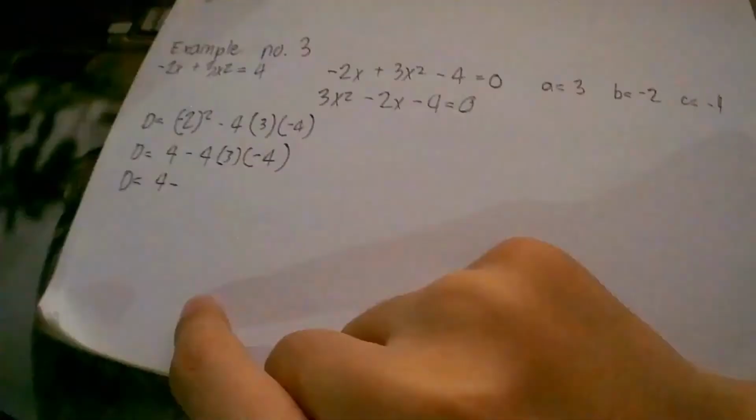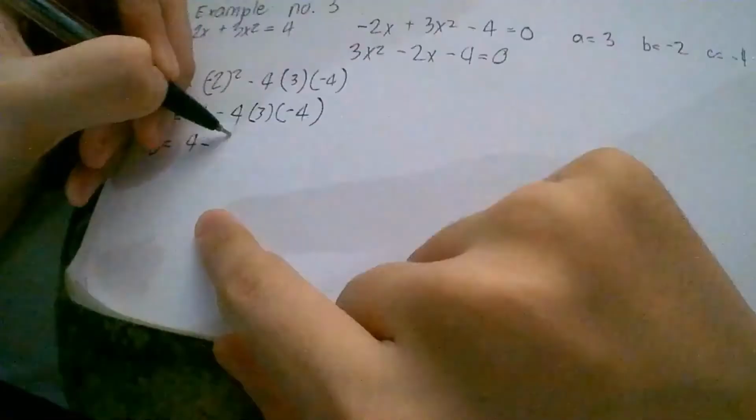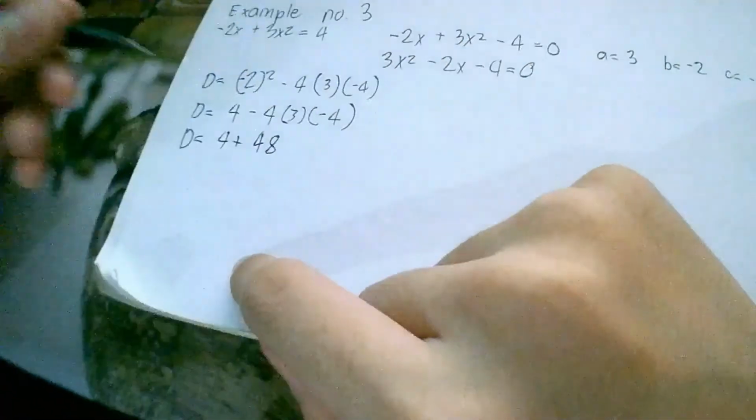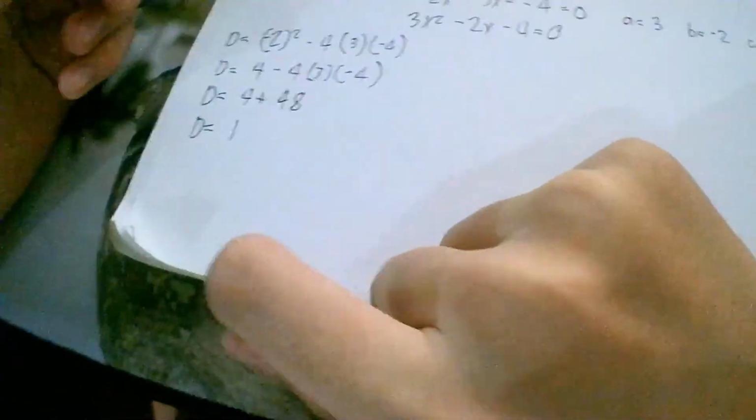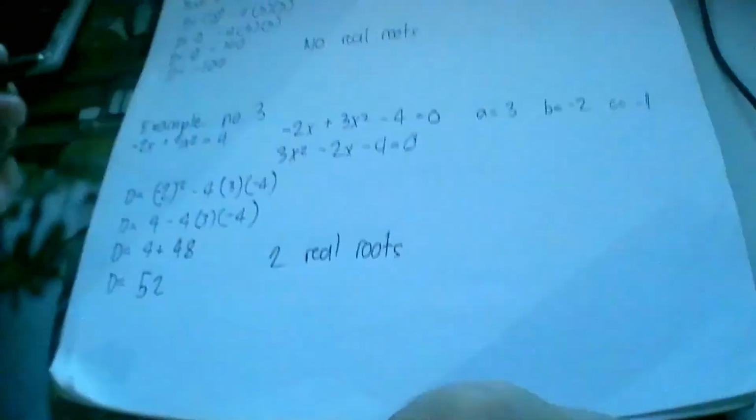So negative 4 times 3 is equal to negative 12. Negative 12 times negative 4 is positive 48. So, we will combine. D is equal to 4 plus 48. So, the answer would be 52. So, our answer is positive. So, we have 2 real roots. That's all for this lesson. Thank you for watching.